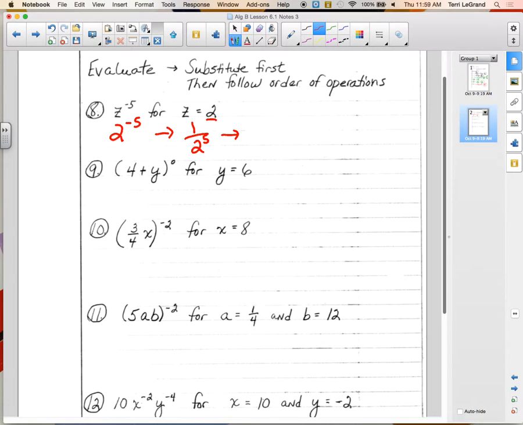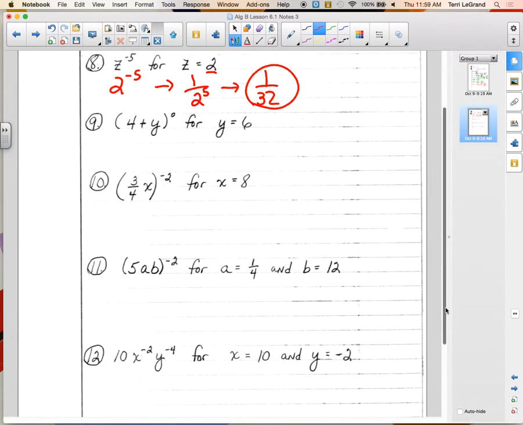And 2 times 2 is 4, times 2 is 8, times 2 is 16, times 2 one more time is 32. 1 over 32. And that's what Isaac's calculator says because Isaac's calculator is kinder. He's just got it set to do that. 1 over 32. So the value of z to the negative 5 power when z is 2 is 1 over 32.